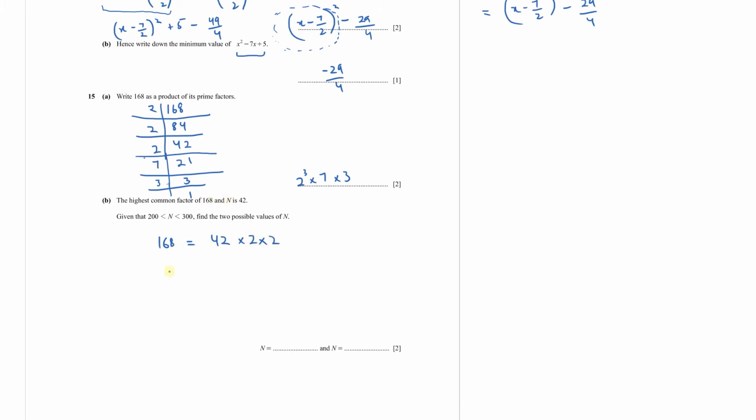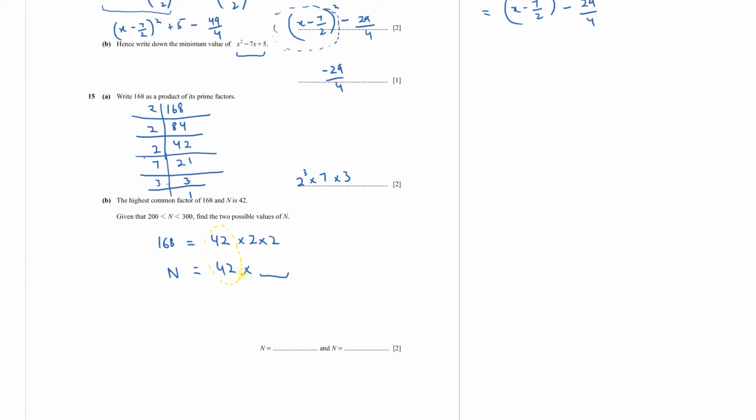And then I can also write n as a multiple of 42 because both 168 and n have the highest common factor as 42. So 42 multiplied by something will give you n as well. Now you have to find the two possible values of n. So whatever I multiply here, I have to make sure that this number here is not a multiple of 2. Because if it is a multiple of 2, then your HCF will change.